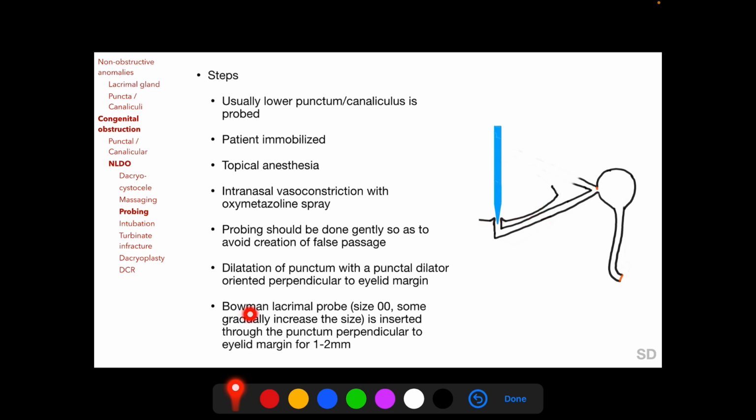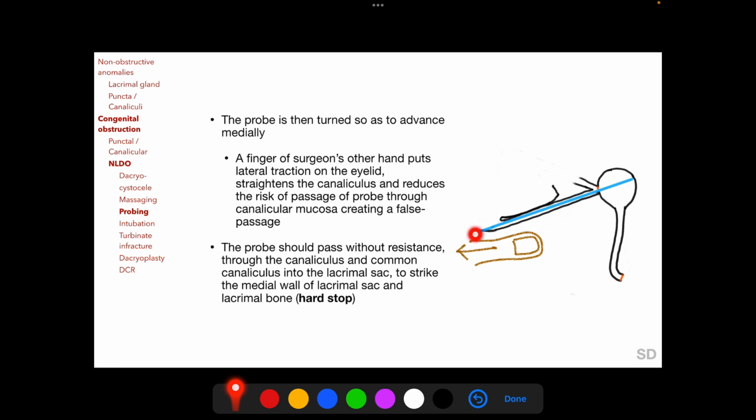Bowman lacrimal probe size 0 to start with is inserted through the punctum perpendicular to the eyelid margin for 1 to 2 mm. The outer end of the Bowman probe is turned laterally so that the inner end of the Bowman probe advances medially through the canaliculus, and a finger of the surgeon's other hand puts lateral traction on the eyelid so as to straighten the canaliculus and reduce the risk of the Bowman probe perforating through the canalicular mucosa, creating a false passage.